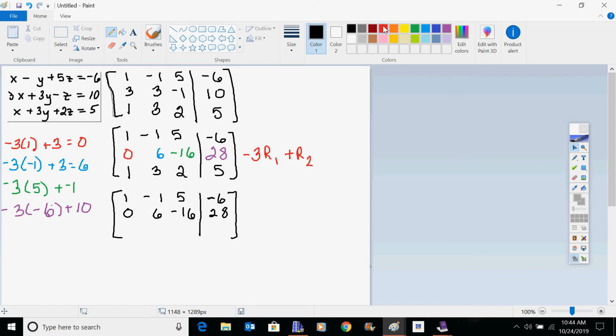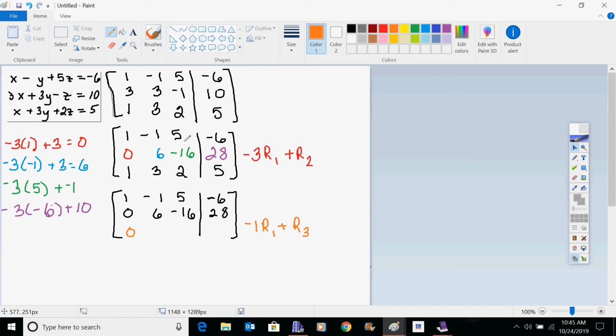So negative 1. Somebody said negative 1. Good. So we're going to take negative 1 times row 1. This is going to be a little easier. Plus, not row 2, just plus row 3. Yeah, so it starts to come after a while. So negative 1 times 1 is negative 1, and negative 1 plus 1 is 0.